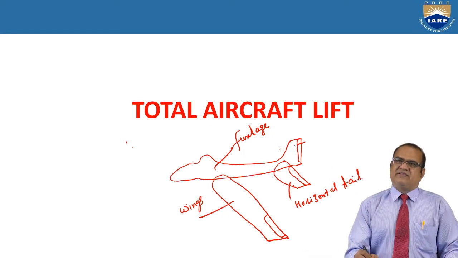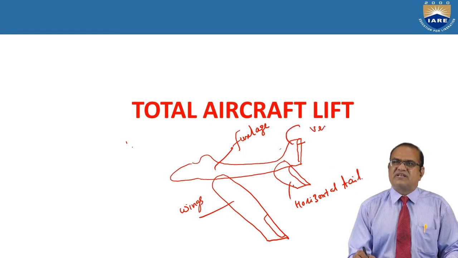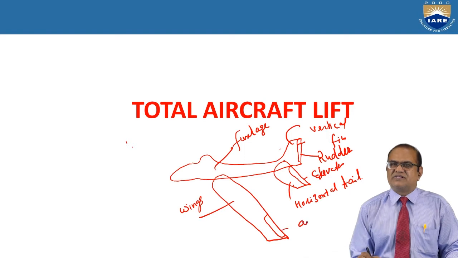Okay, and this is the vertical fin. This is the rudder. This is the elevator. These are the ailerons.